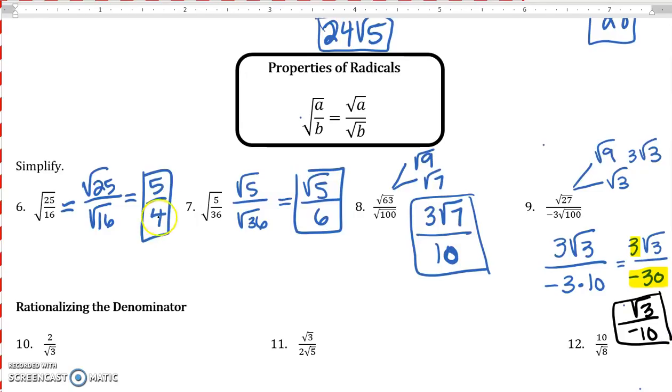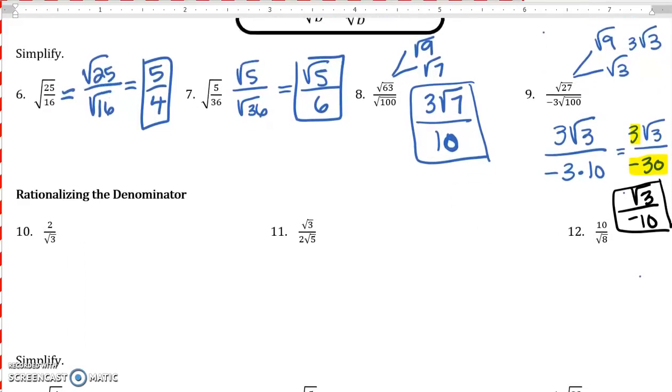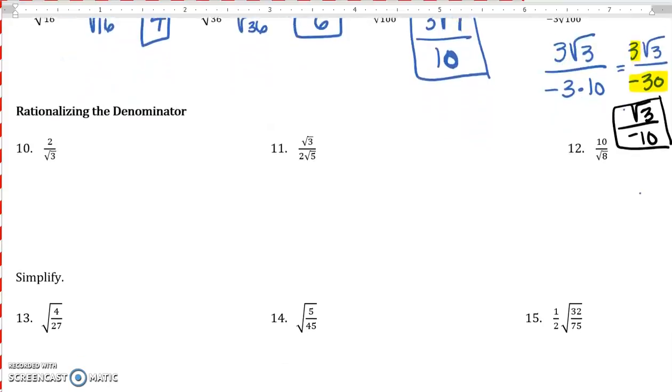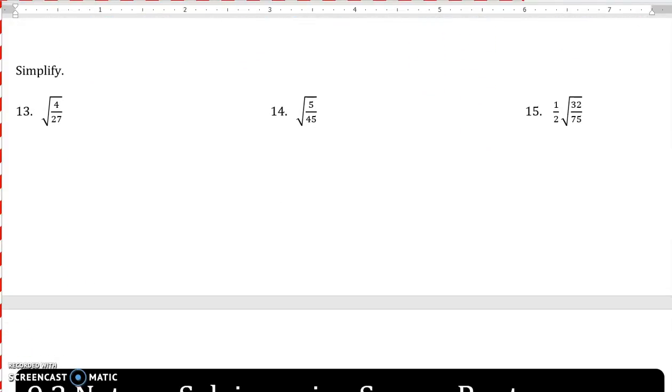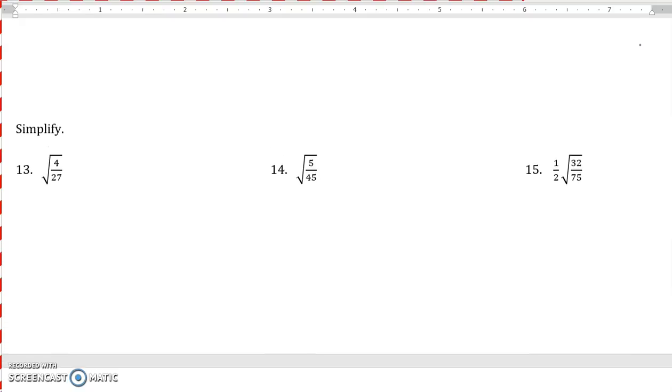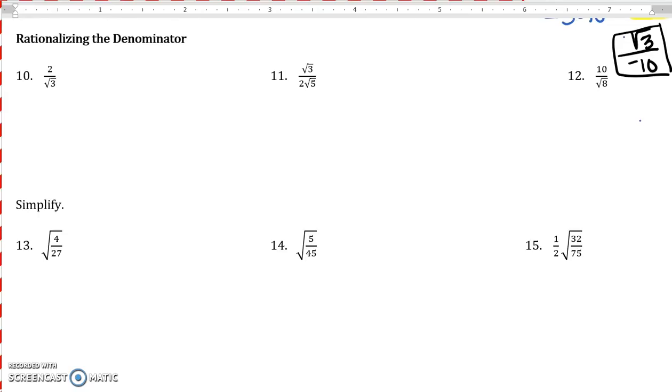Now, if you'll notice, if you look at the denominators in 6, 7, 8, and 9, not a single one is left with a radical in the denominator. That is because you cannot leave a radical in the denominator. So when you simplify something and you're left with a radical in the denominator, you need to do something called rationalizing. Okay, so rationalizing, oh my gosh, I stopped clicking and it just kept going. Rationalizing the denominator is when you get the radical out of the denominator.